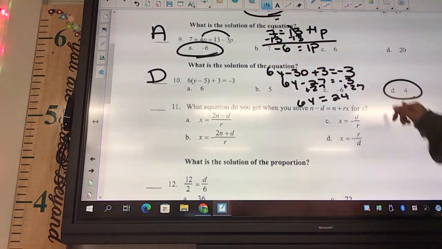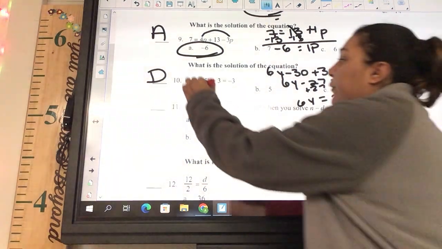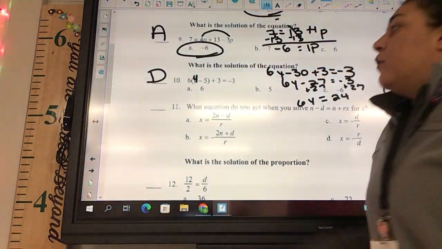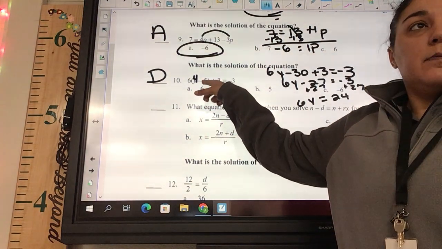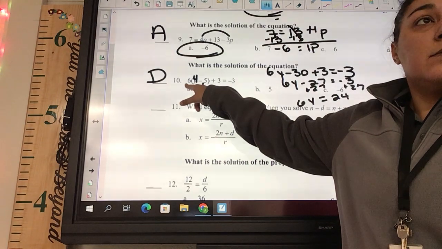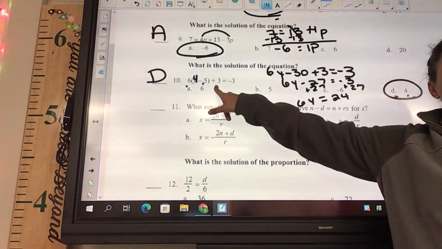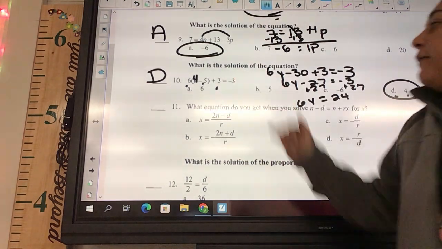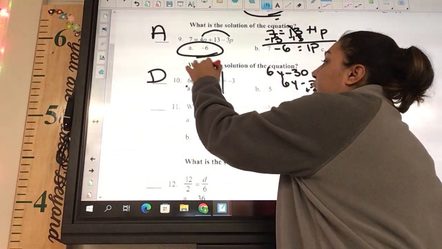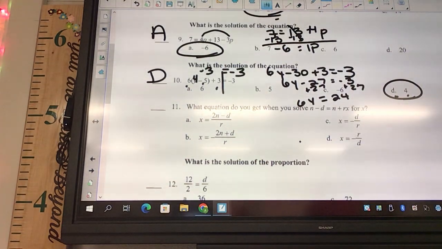Now, for those of you guys that are not very good at solving, the other option you can do, what this is really saying, this is saying y equals 4. You could plug in a 4 for here, okay? What's 4 minus 5? Negative 1 times 6, negative 6 plus 3, negative 3. Okay, whatever you get on this side, which we just got, does negative 3 equal negative 3? Is that true? Yes.